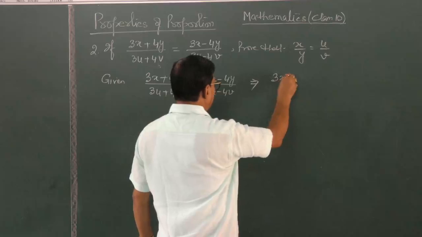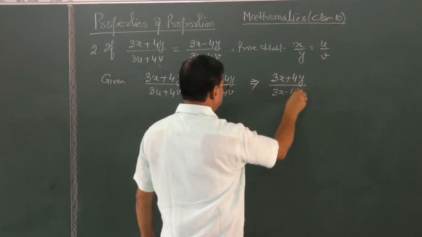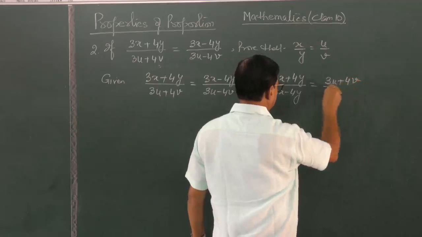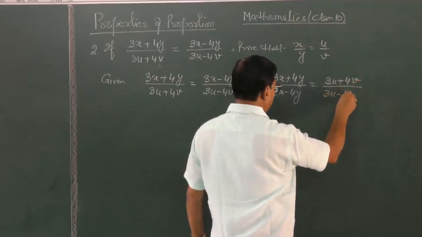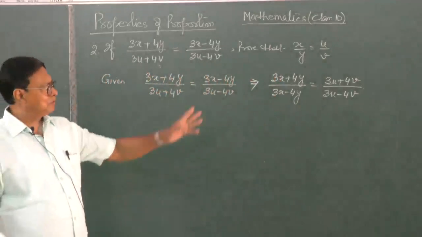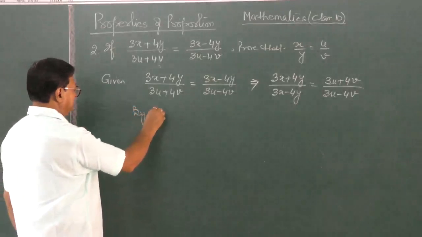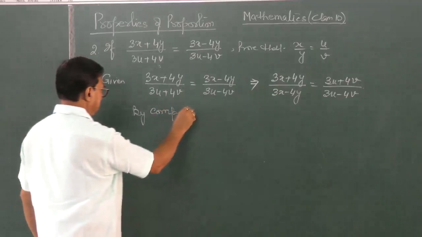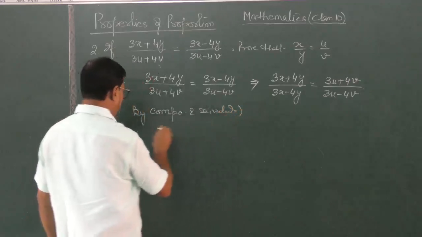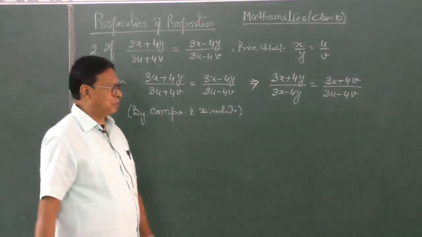So 3x plus 4y, this is 3x minus 4y. So this is alternando. You won't have to write, you just do it. So we did that, and then apply componendo and dividendo. Now componendo dividendo is what? Numerator plus denominator, numerator minus denominator.